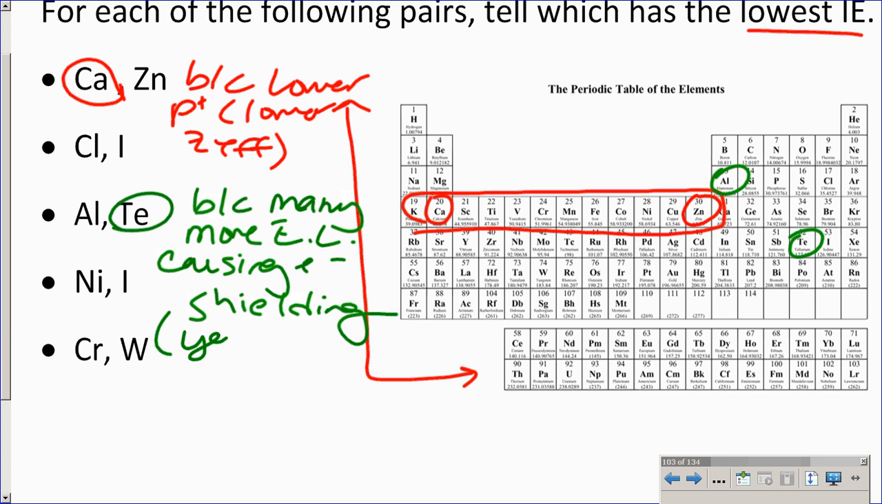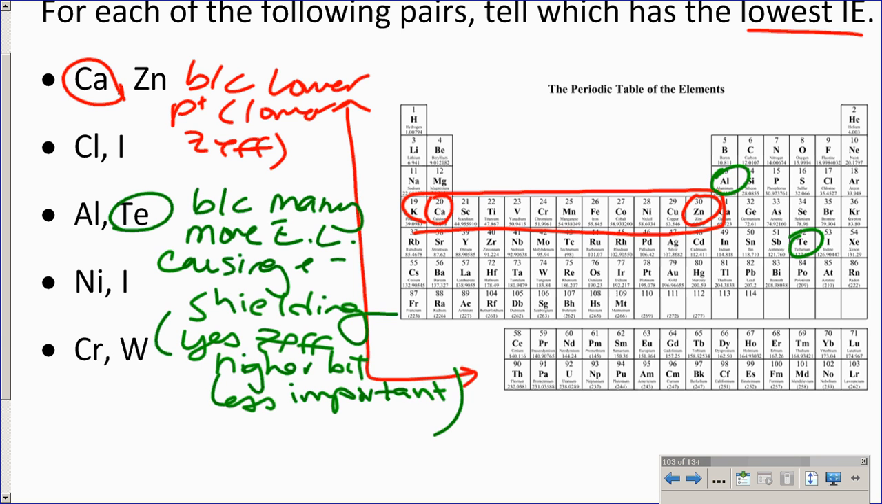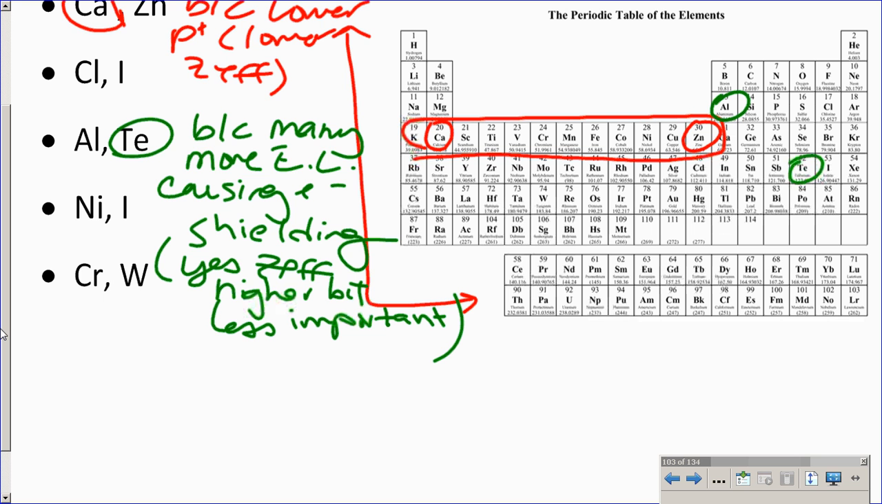And then you say, yes, the Zeff is higher, but that is less important. That's basically what Kevin said, trying to simplify there a little bit. Does that make sense why the group is such a big deal? It's a huge increase in size, based on a huge increase in the energy levels, which will make a bigger impact than the 1 or 2 extra protons that the atom has. All right, so ionization energy, we feel a little bit better about it.